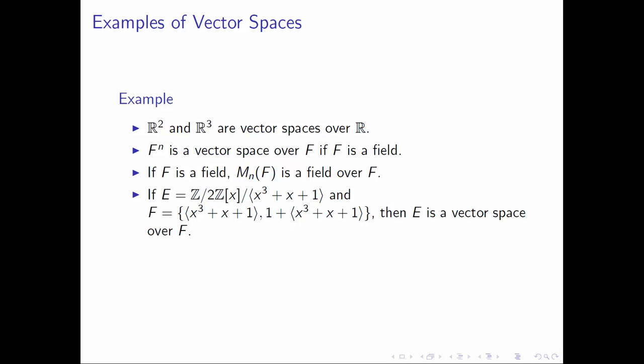What this is a particular example of is the following, which will be very useful to us when we study field theory. If we have E and F, and both of them happen to be fields, and the field F is a subfield of the field E, then the larger field E happens to be a vector space over the field F, where the multiplication by the scalar is just the multiplication that you have within the field.